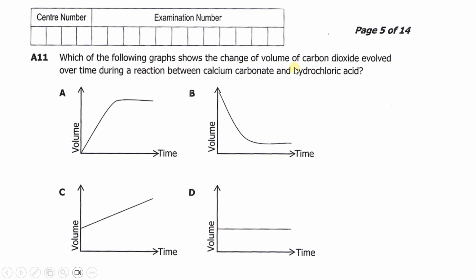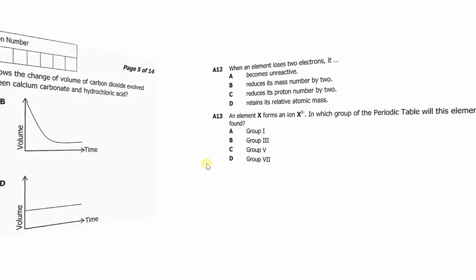So the correct graph will be this one here, which will indicate that at the start of the reaction, the volume and time are 0. As time starts moving, the volume will start going upward. And when the reaction ends, the level of carbon dioxide stays the same there, meaning that production of carbon dioxide has stopped. So this is the correct answer.